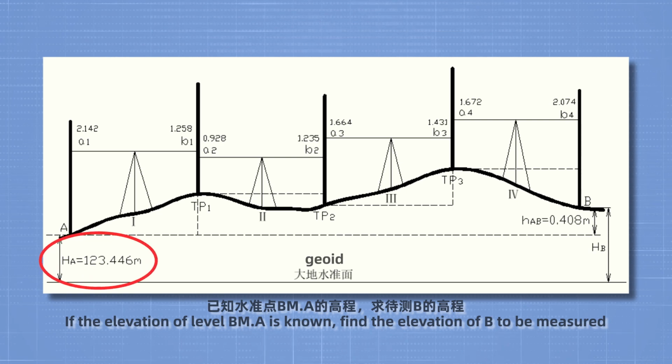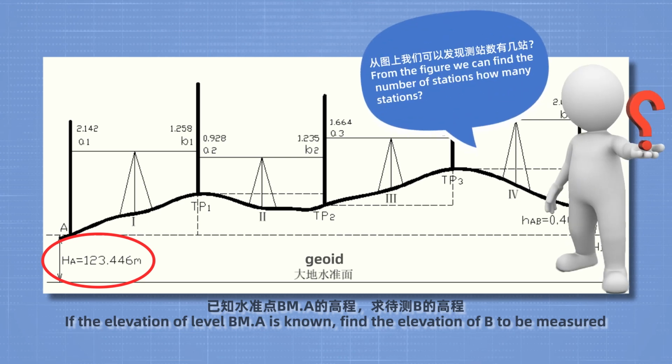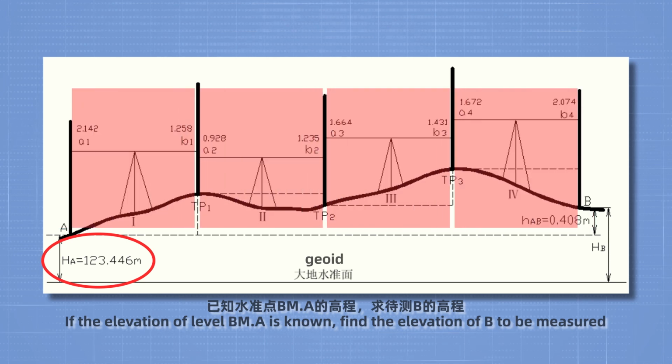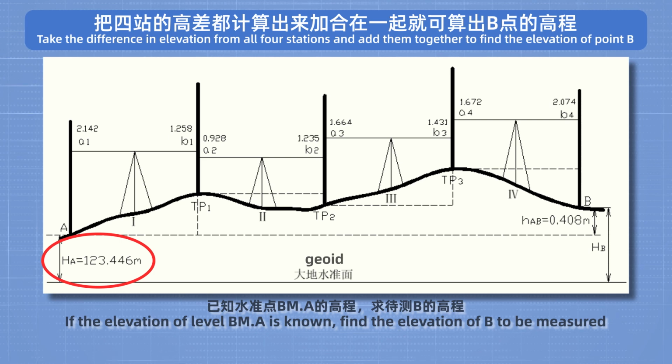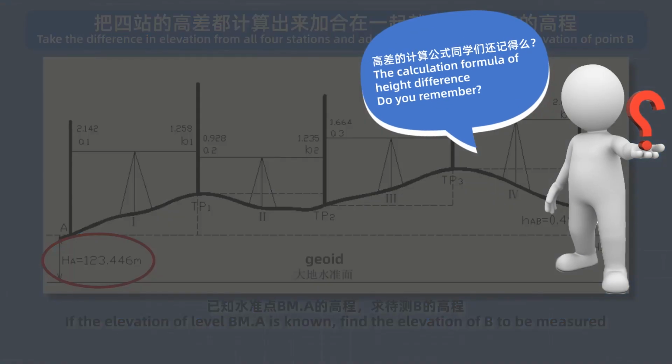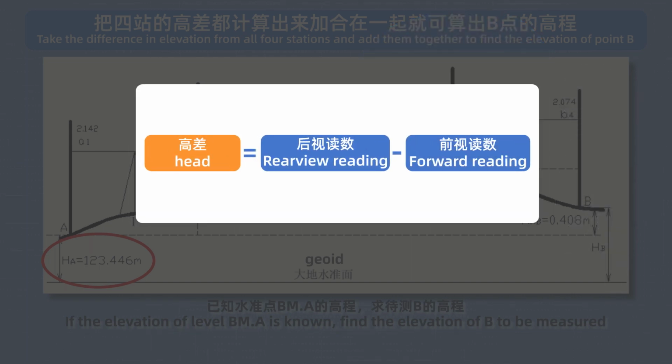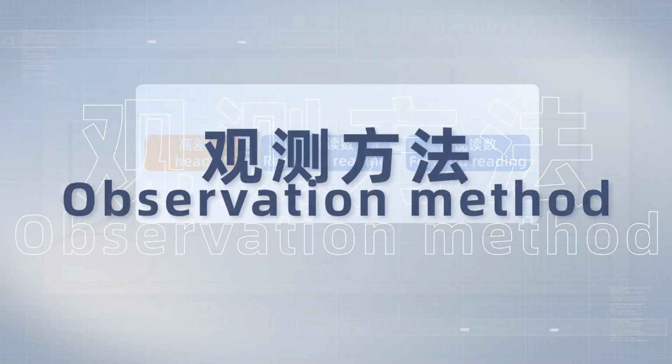The elevation of point A is known to be 123,445 m. From the figure, we can find the number of survey stations. That's right, there are 4 survey stations in total. The forward and back ruler readings of each station have already been provided. So, all we need to do is to calculate the height differences for all 4 stations and sum them up. Then, the elevation of the unknown point B is obtained. Do you remember the formula for calculating the height difference? Great! Use the back reading to minus the forward reading.